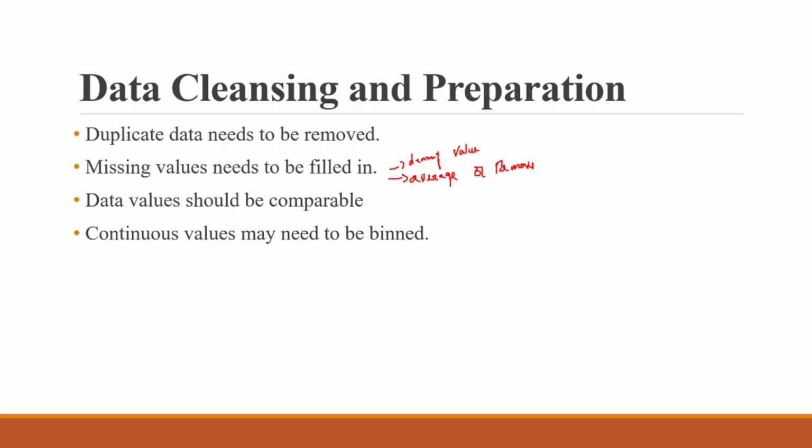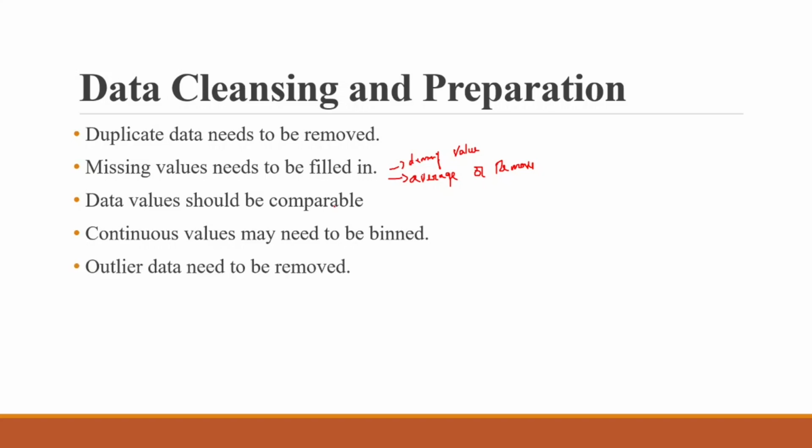Because see, the experience between 6 and 7 will not make a huge difference, right? But the numbers 6 and 7 are two different numbers if they are fed to the data mining algorithm. So what we can do is simplify the task by having some categories. Okay, so this is something we can do. Continuous values may need to be binned.